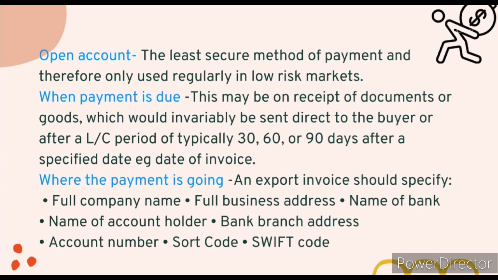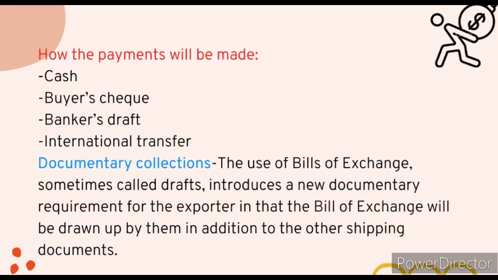Then, where the payment is going, an export invoice should specify full company name, full business address, name of bank, name of account holder, bank branch address, account number, sort code, and SWIFT code. Next is how the payments will be made. It will be made by cash, buyer's cheque, banker's draft, and international transfer.